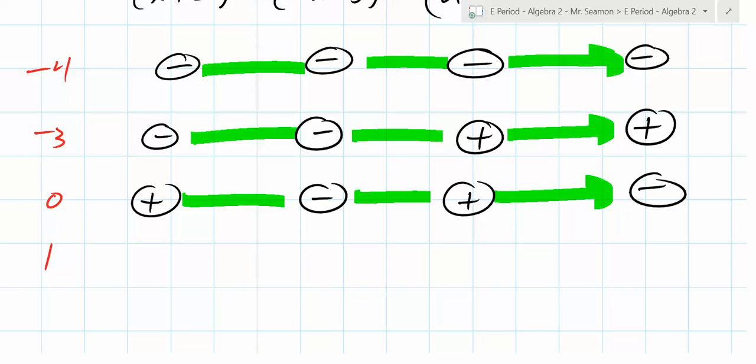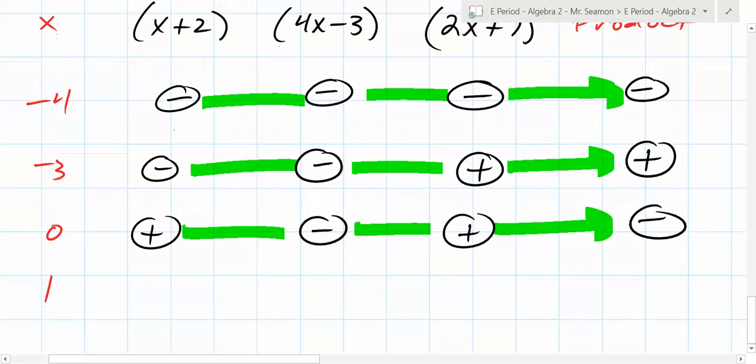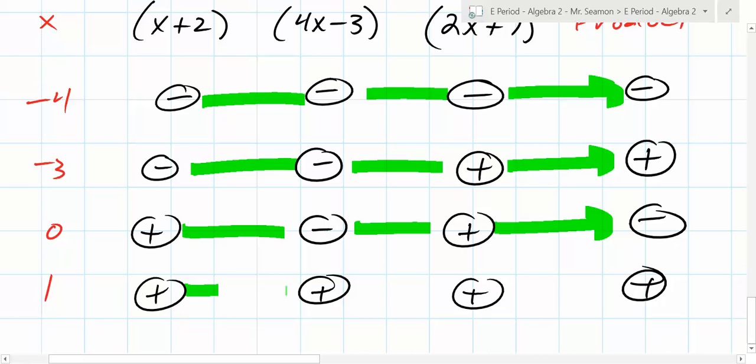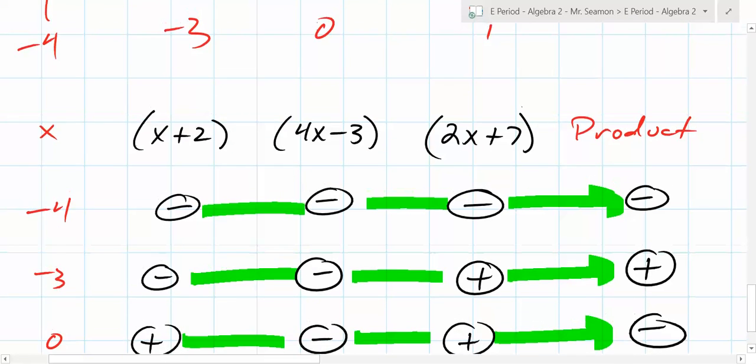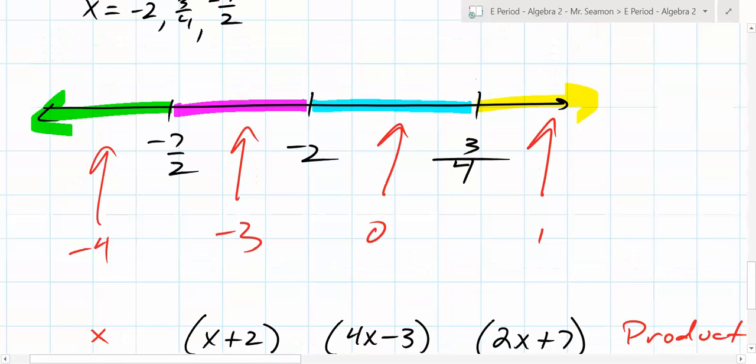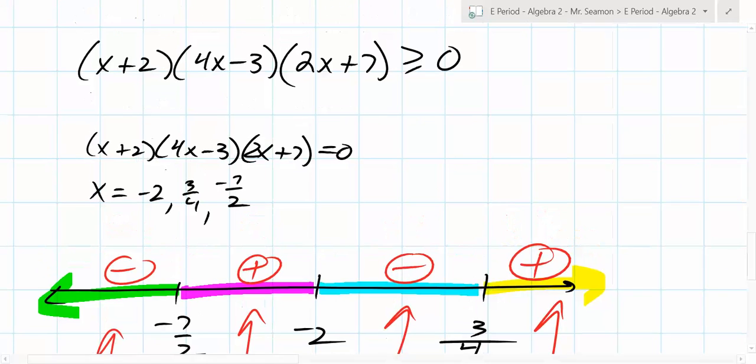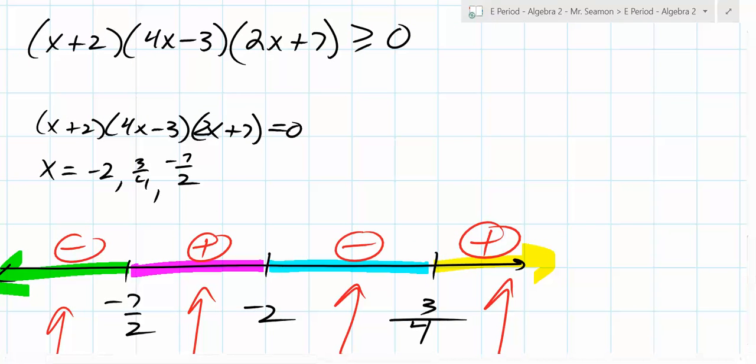And Zoya, what's the next one? Plug in 1. What do you get? Positive. Yep. So now can you fill in that chart that you were working on? It goes negative, positive, negative, positive. So now you look at your inequality. Where is it greater than or equal to 0, Aubrey?